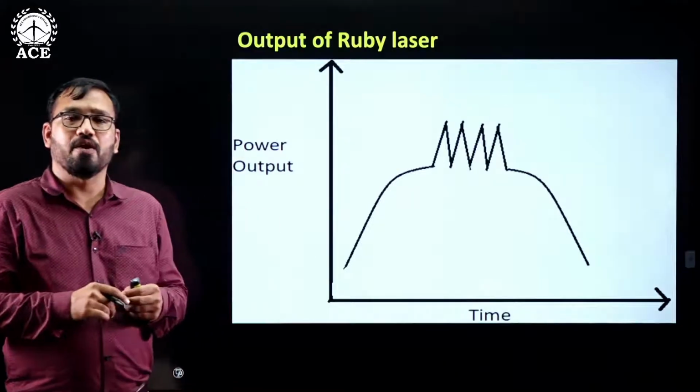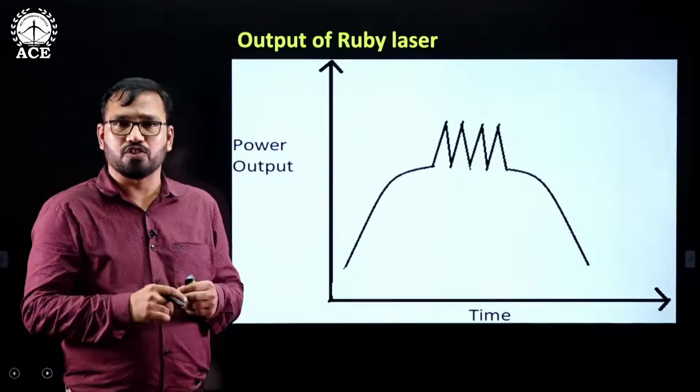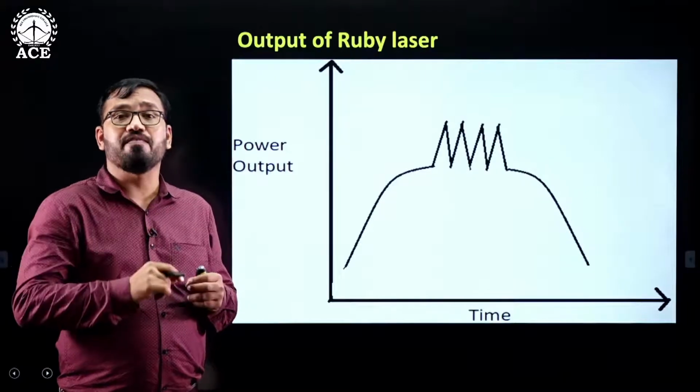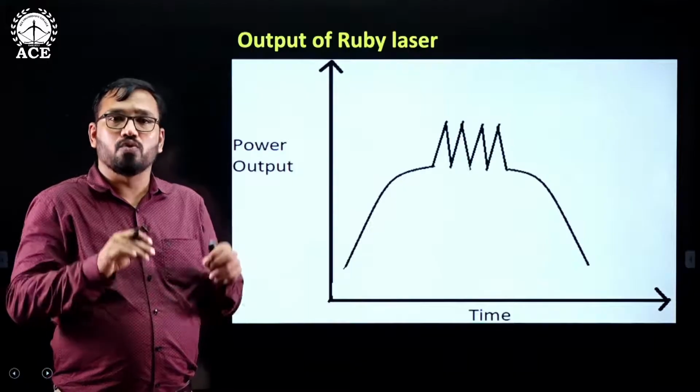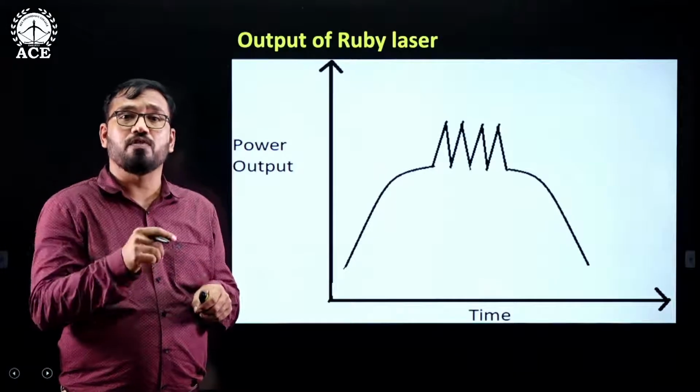Then the color of the ruby rod is pink. Now this ruby rod is placed in a quartz tube. Which kind of pumping technique are we using? Optical pumping. Optical means light pumping. So to get the light, what kind of tube are we using?